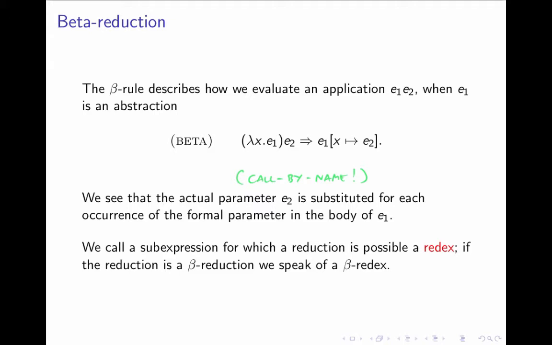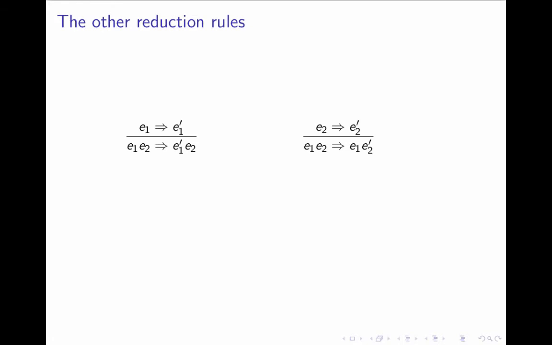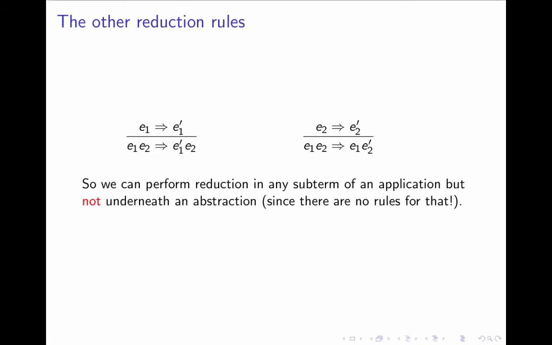A sub-expression for which a reduction is possible, we'll call a redex. And if the reduction that can happen is a beta reduction, we'll call it a beta redex. Every now and then, I'll use the word redex, so now you know what it means. There are two other reduction rules, and they're the ones that tell us that if we have a sub-expression, then reduction can happen within the sub-expression, but only if the expression that we're looking at is an application. If we have E1 E2, and E1 can reduce to E1 prime, then this expression can reduce to E1 prime E2. And similarly, if E2 in the application can reduce to E2 prime, then E1 E2 can reduce to E1 E2 prime. So this means that we can reduce in a subterm of an application, but we cannot reduce underneath an abstraction, because there are no rules for that.